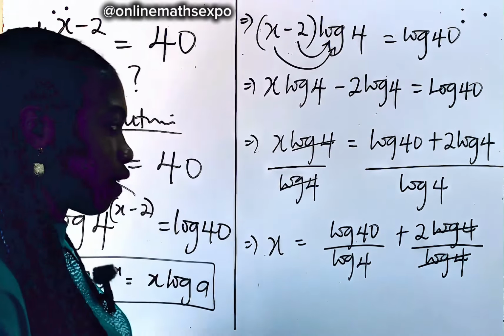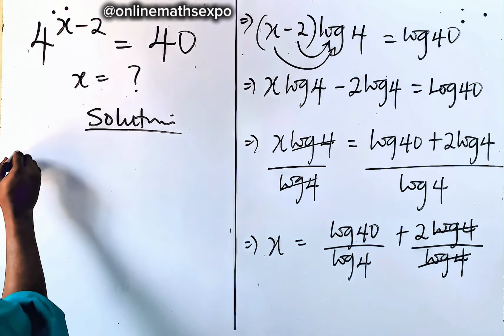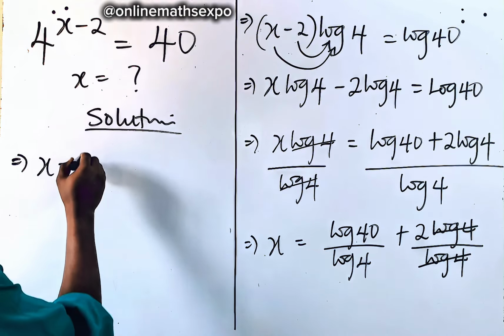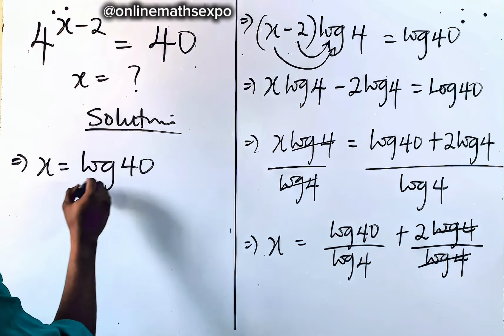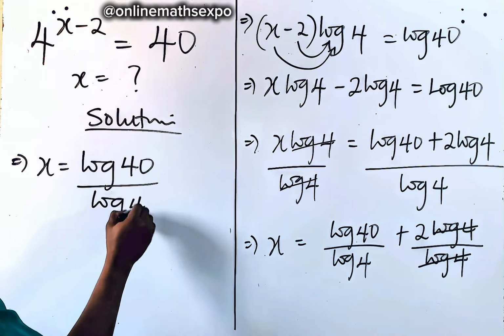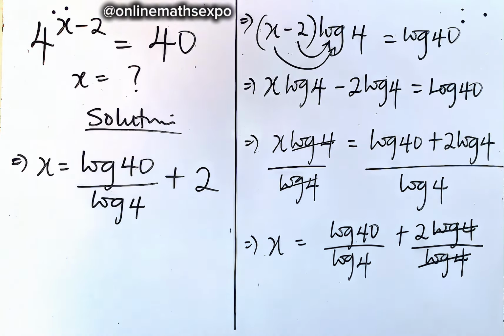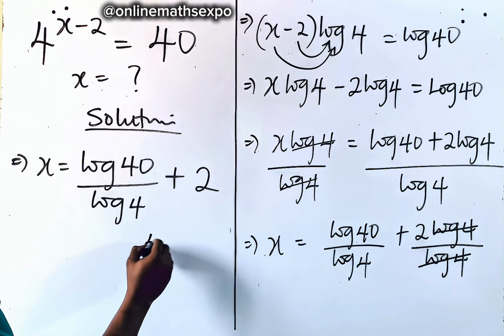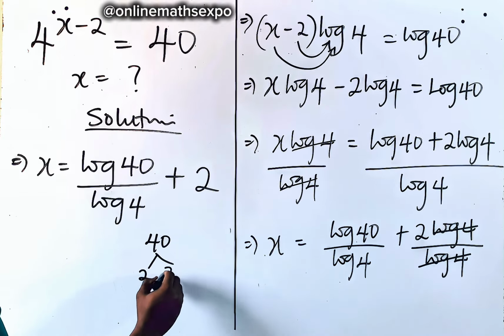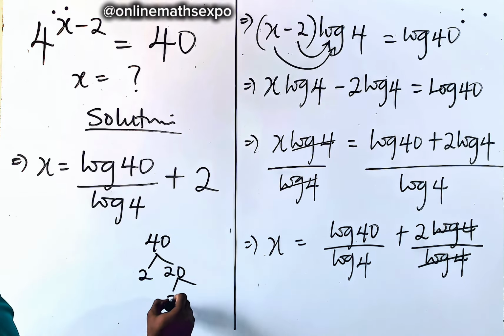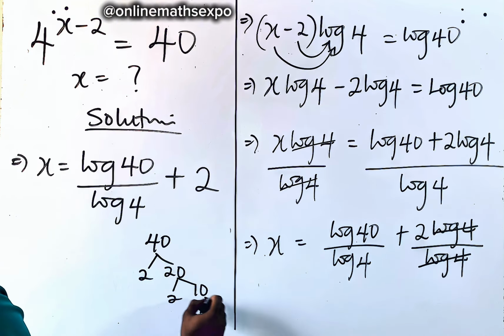Let's do this together. So from here, we now have x is equal to log of 40 divided by log of 4 plus, for dividing this, we got 2. Now, what do you do next? Just remember that this 40 is not simplified. 40 is the same as 2 multiplied by 20. 20 is the same as 2 multiplied by 10. And 10 is the same as 2 multiplied by 5.